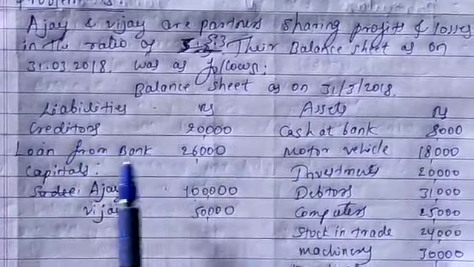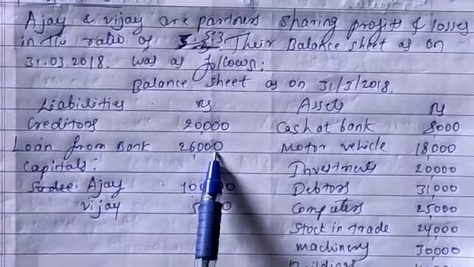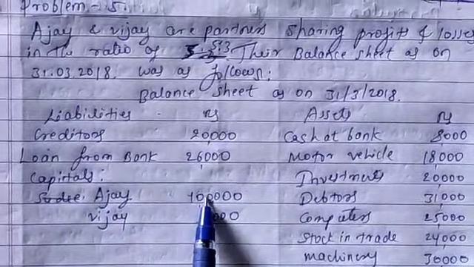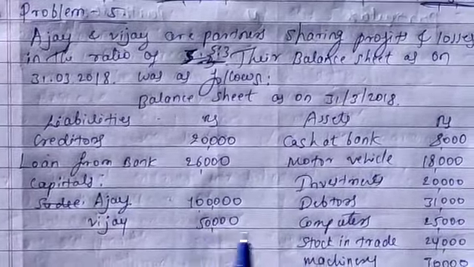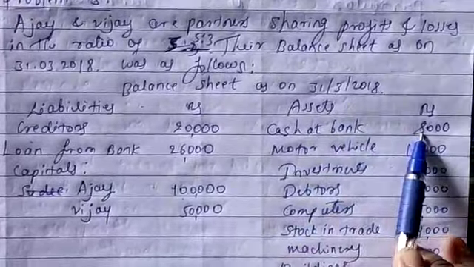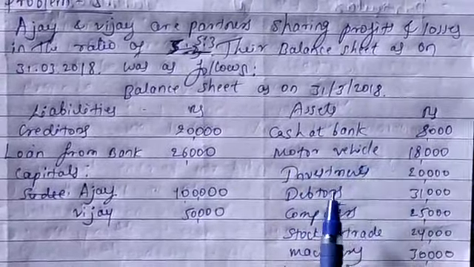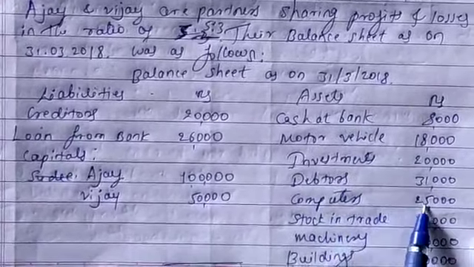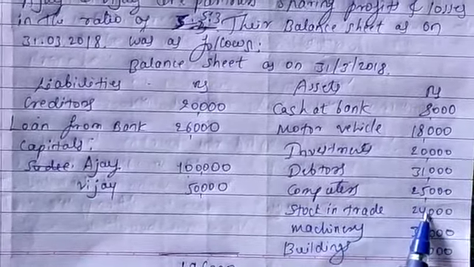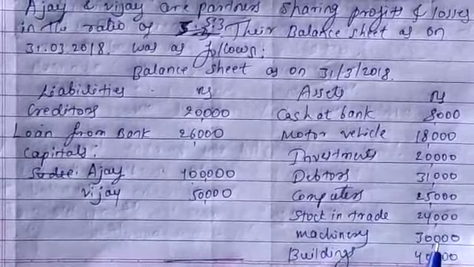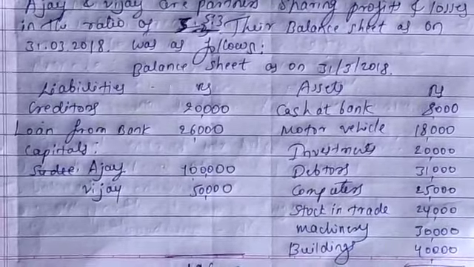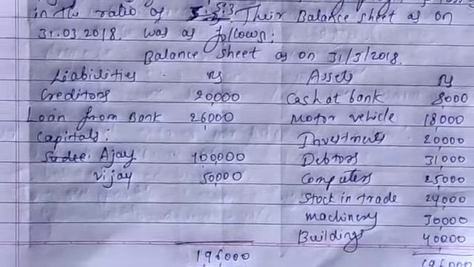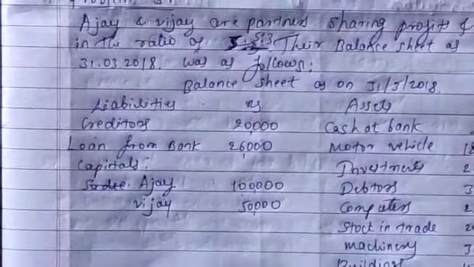Liabilities: creditors 20,000, loan from bank 26,000, and capitals of Ajay and Vijay, where Ajay invested 1 lakh and Vijay invested 50,000. Assets side: cash at bank 8,000, motor vehicle 18,000, investments 20,000, debtors 31,000, computers 25,000, stock in trade 24,000, machinery 30,000, buildings 40,000, and the balance sheet total is 1,96,000, and here also 1,96,000. This much old balance sheet information is given here.